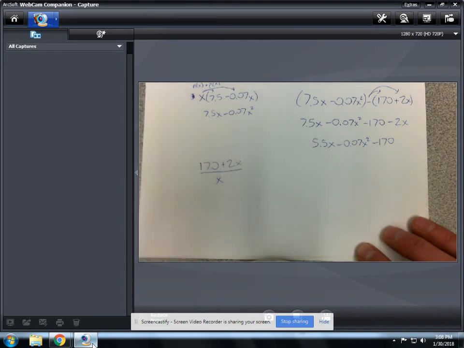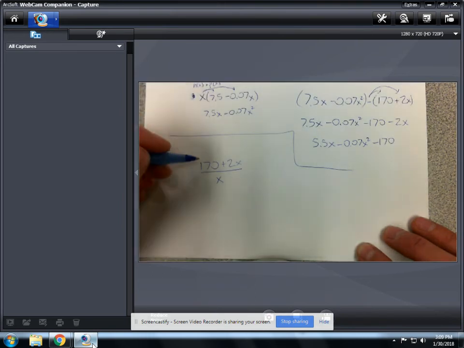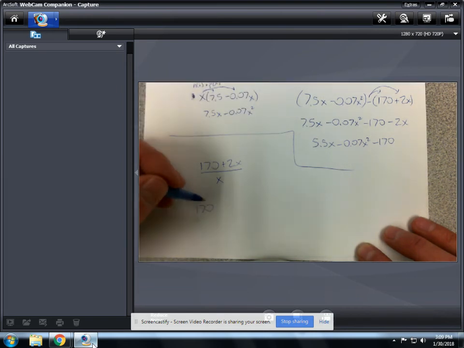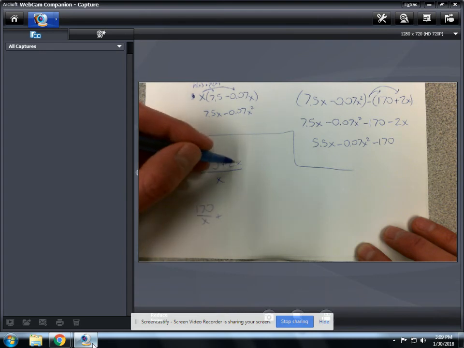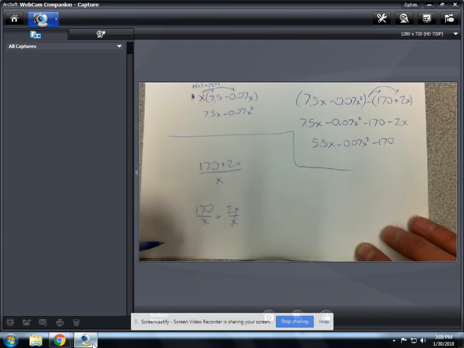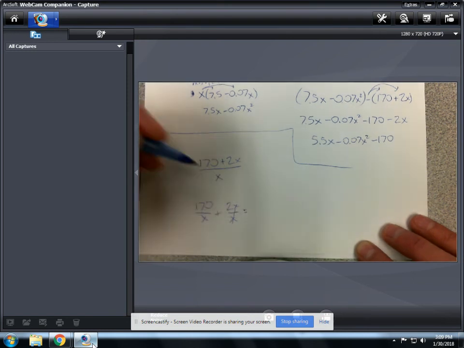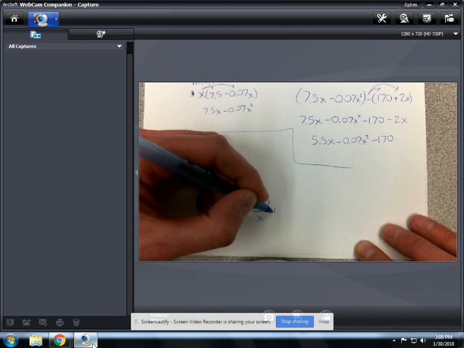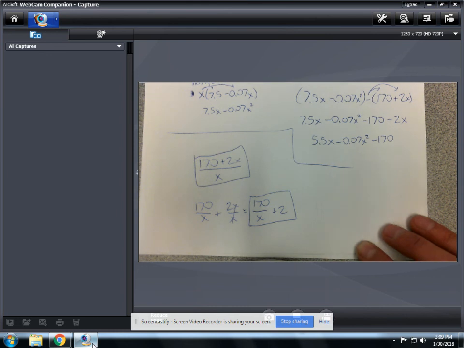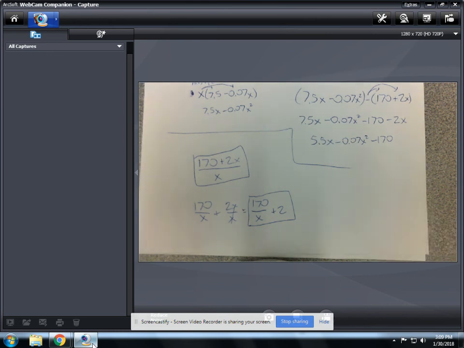The only other way you could write it, and it wouldn't be better or worse, would be to separate this into two fractions and say 170 over x plus 2x over x. If you do that, the only benefit is now we can divide the x divided by x here, and so you'd be left with 170 over x plus 2. And so these say the same thing. Neither one is really better or worse for our purposes, so I will accept either one of those.